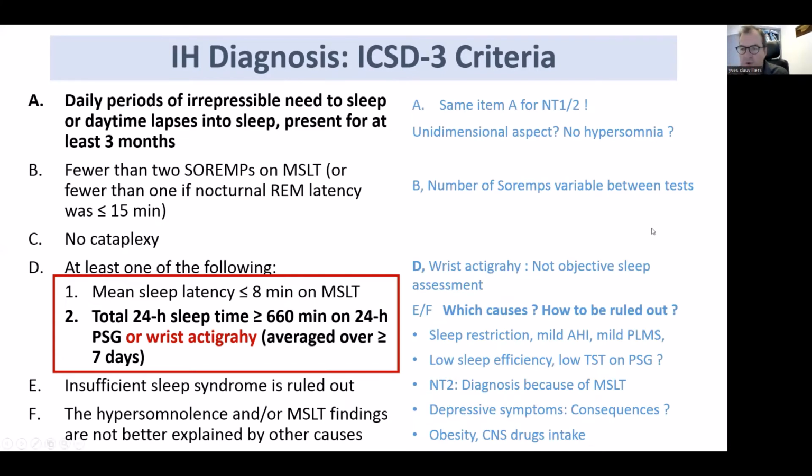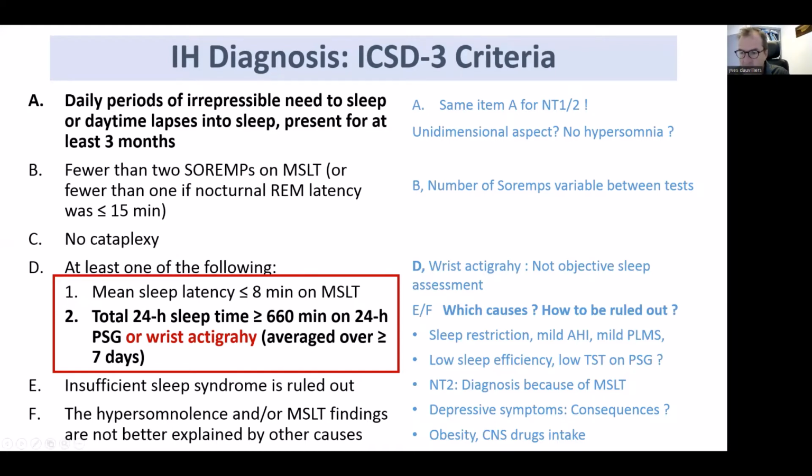So I have some concern about this definition. Item E4 is the same for narcolepsy. And again, there is no hypersomnia, no sleep inertia in it. The number of SOREMPs is very variable between tests, so it cannot be a key parameter here. Actigraphy does not measure sleep, it measures rest.